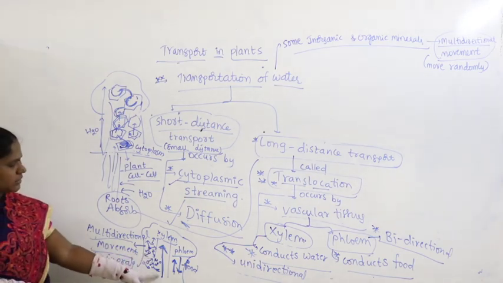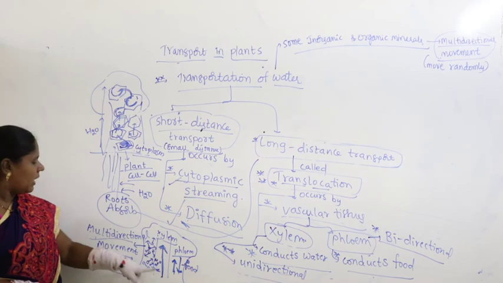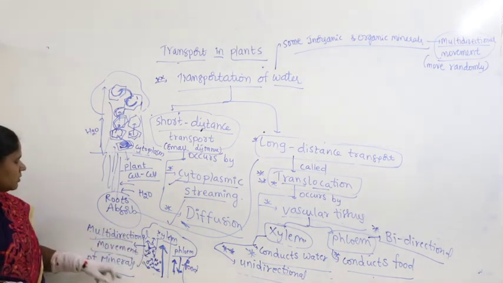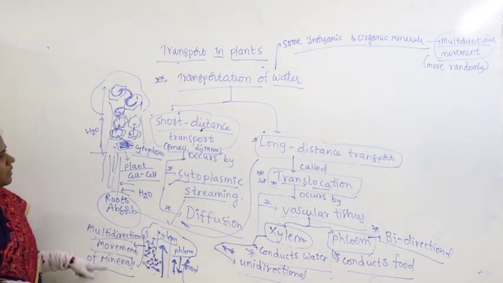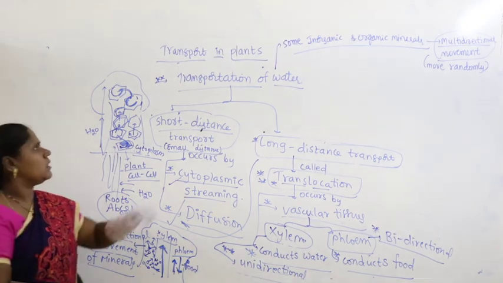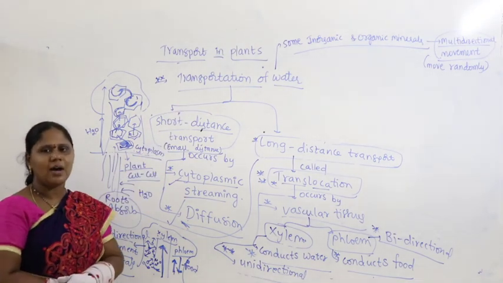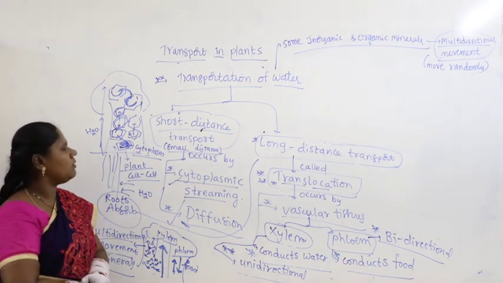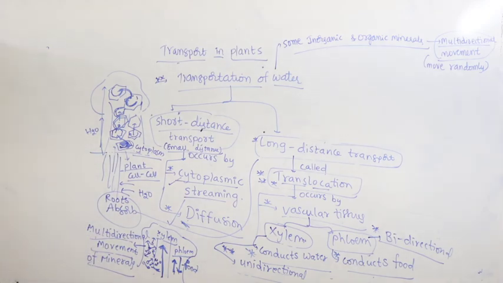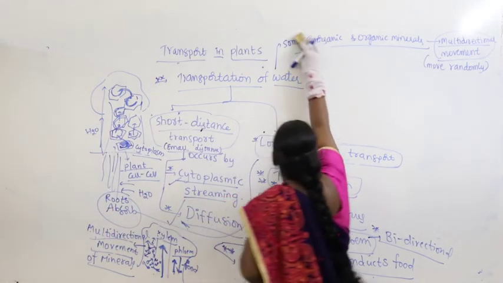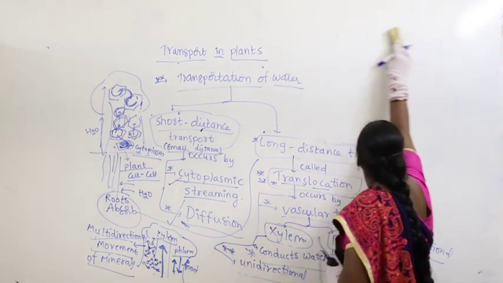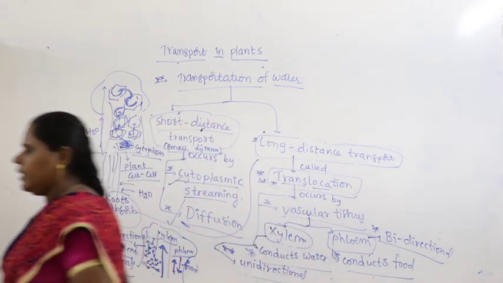See, unidirection happens with water, bidirection with food, and some organic and inorganic molecules keep moving randomly in all directions. This is multi-directional movement of minerals. Right. Now, coming to the processes, what are the processes involved in transportation of water? Let us discuss that. I hope you got the point that not only unidirectional and bidirectional, minerals may also undergo multidirectional movement.